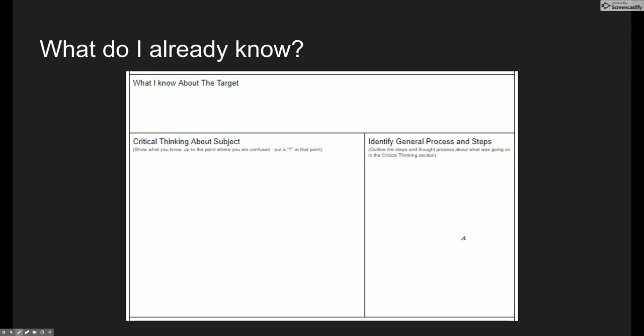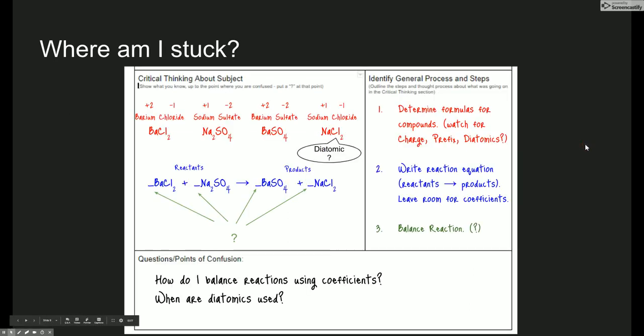Maybe you'll choose a practice problem and start showing the things that you know. And then on the right side, list the steps that you took in order to get that. Now I'll give you an example on the next slide because this also blends in with the bottom part: where am I stuck? So here's an example of a student who needed help with writing equations.